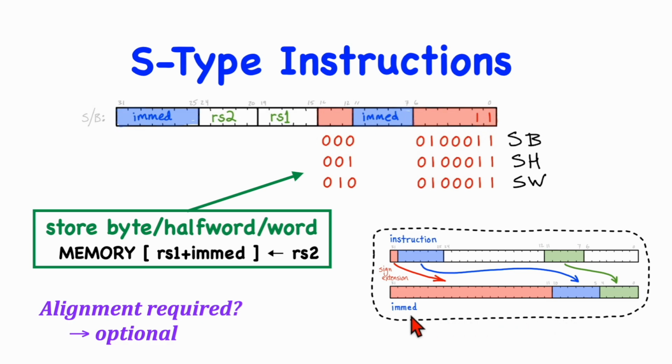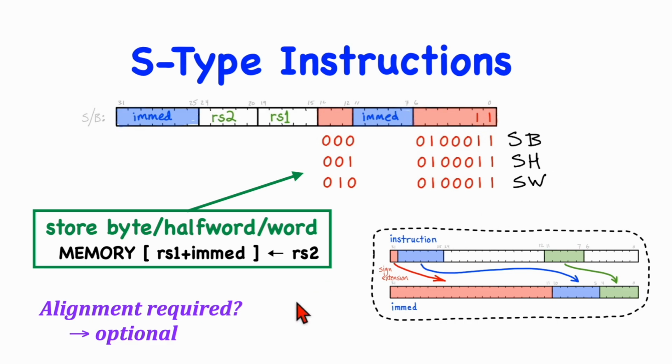The address to be stored into is computed the same way as it was for the load instructions. Namely, the RS1 register is added to the immediate value, and either a byte, a half word, or a word, that is either 1, 2, or 4 bytes, from RS2 are copied into memory.